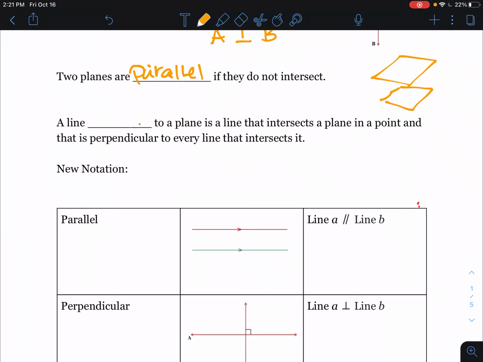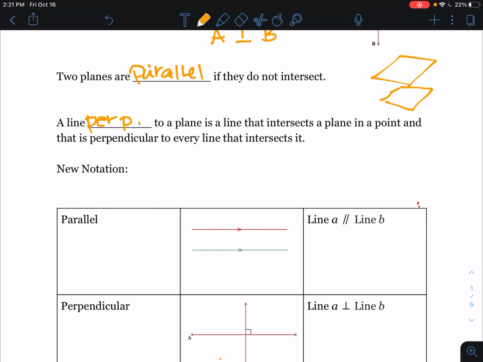Now, two lines can be perpendicular to each other, but a line can also be perpendicular to a plane. So a line perpendicular, I'm going to shorten this to the word perp. I'm going to do a lot of shortening, especially when we start to write these long words. So perp is what I mean by perpendicular. A line perpendicular to a plane is a line that intersects a plane at a point that is perpendicular to every line that lies on it or intersects it.